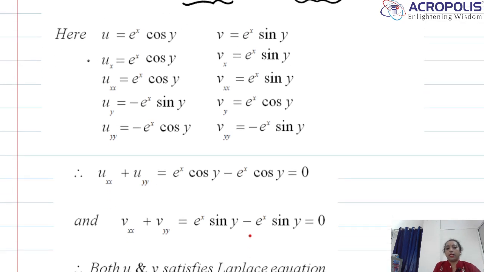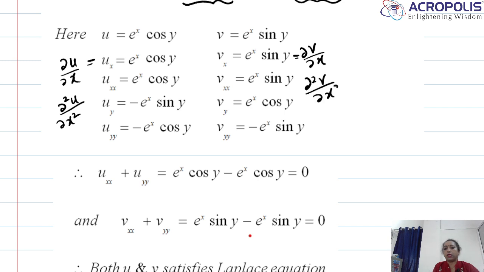Now del u by del x, that is ux, is equal to e to the power x dot cos y, and del 2u by del x square is again equal to e to the power x dot cos y. Now we will differentiate v with respect to x. So del v by del x is equal to e to the power x sin y, and del 2v by del x square is equal to e to the power x sin y.